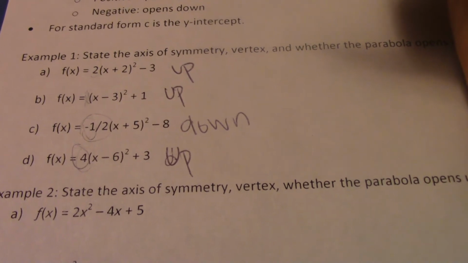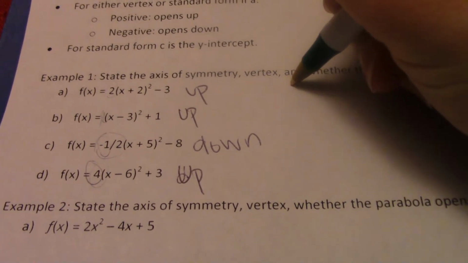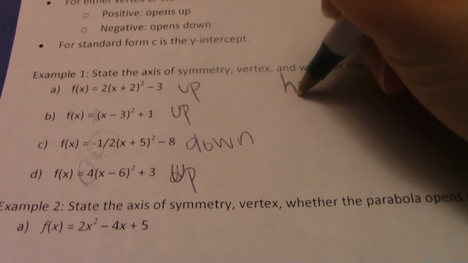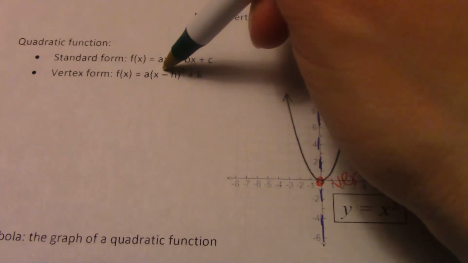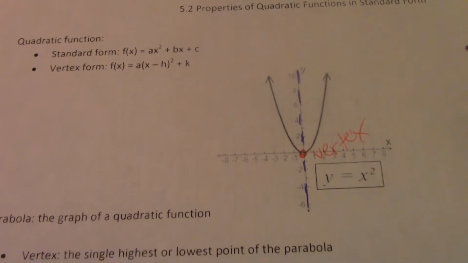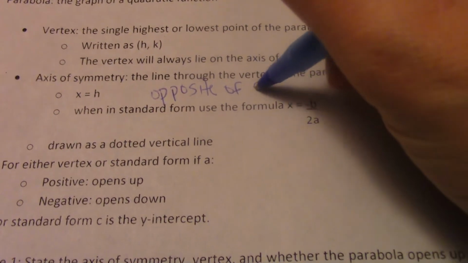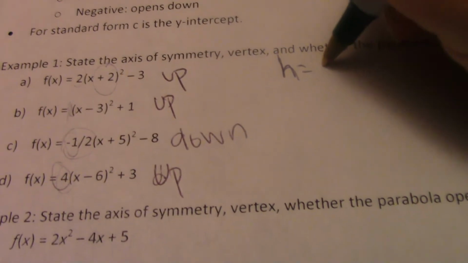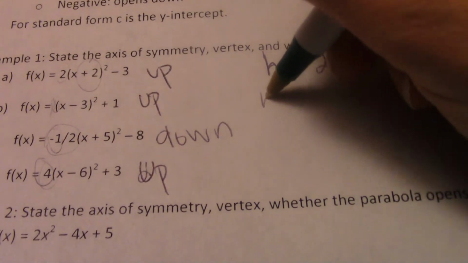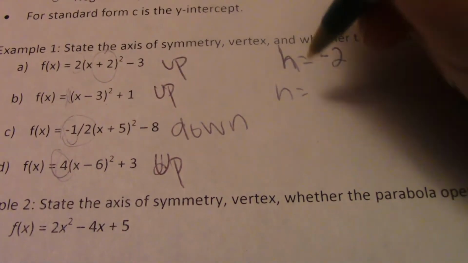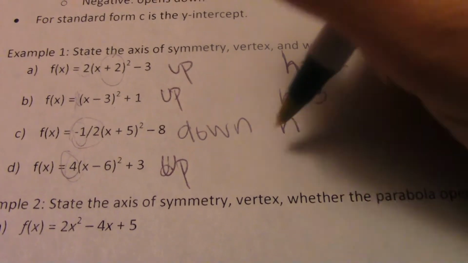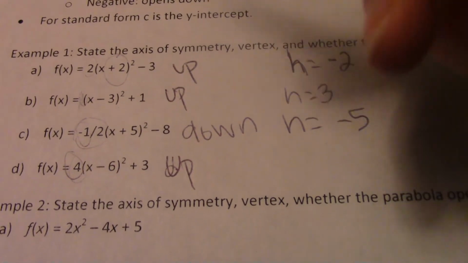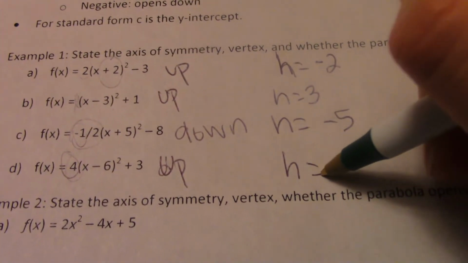Your axis of symmetry, we're going to write it as x equals a number. So our formula is this h right here, and notice that's a minus h. So really when you're doing an axis of symmetry, it is the opposite of the sign you see. So we have our h is this one right here. If that's positive 2, we want the opposite of positive 2, which makes a negative 2. On B, if that's a negative 3, the opposite of negative 3 is a positive 3. On C, h is a positive 5, so the opposite is a negative 5. And on D, it's a negative 6, so the opposite of that, h is a positive 6.